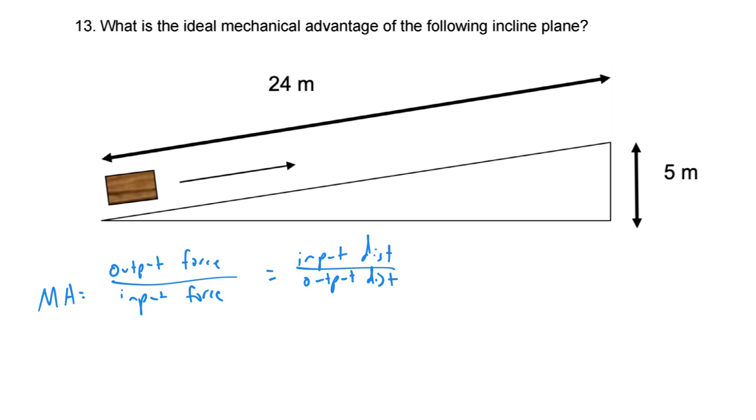Our input distance here is 24. Our output distance is 5. Those are both in meters, but that cancels to give us a mechanical advantage of 4.8. That's the ideal. We know that we will never achieve that because of friction.